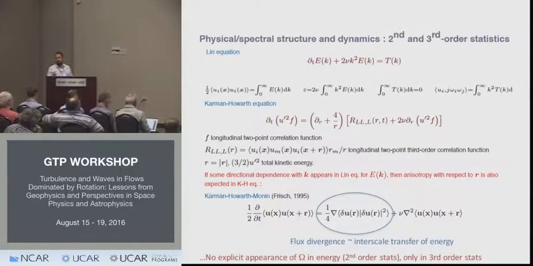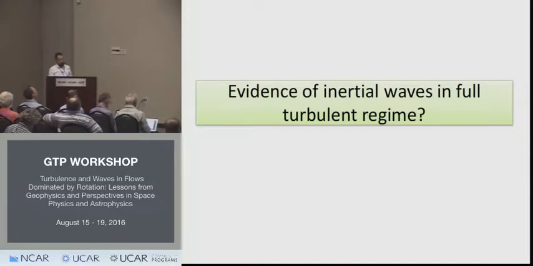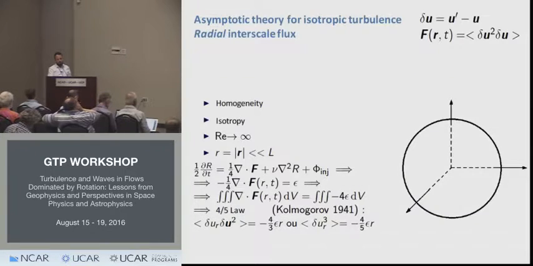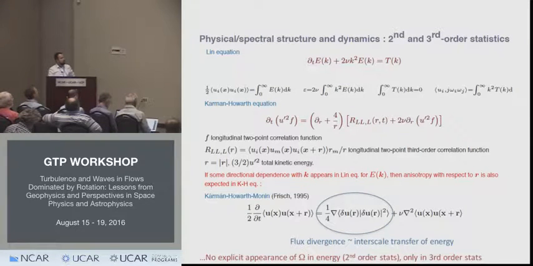This term is not exactly a transfer of energy between scales. It's a transfer of correlation between different scales. So we cannot say that this term here is exactly transfer of energy between scales at given scale R to another scale R prime. It's just the equivalent of this term here. And this flux divergence is the one which is responsible for the redistribution of energy. So the question is, is there an evidence of inertial waves in the full turbulent regime? If we look at the distribution of the flux, this flux term here is the flux, and here is the divergence of the flux.